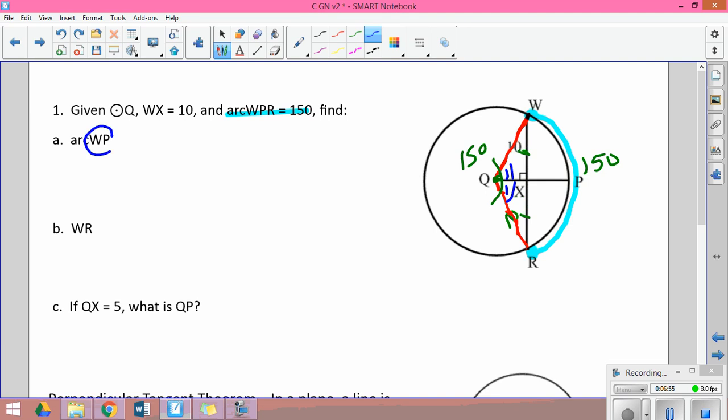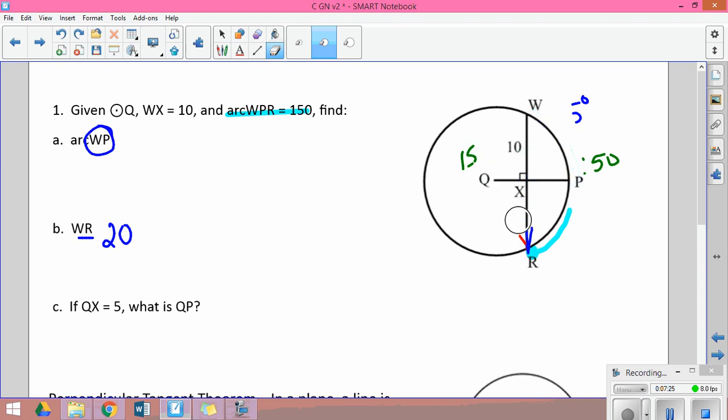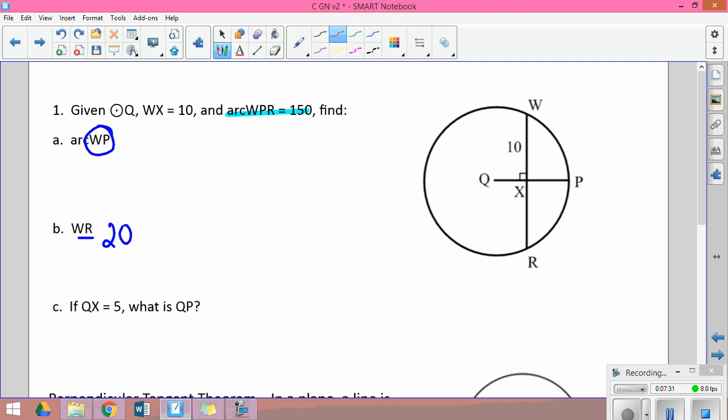So when it asks for arc WP, here to here, that traces back to that 75 degree angle, and so we know that central angle is 75 degrees. When it asks for WR, WR is the length of this whole chord. That part was 10, it's bisected, this part is 10, so the whole thing is 20. The picture's kind of a little messy here. So then when I go to look at the last question, it says QX is 5.